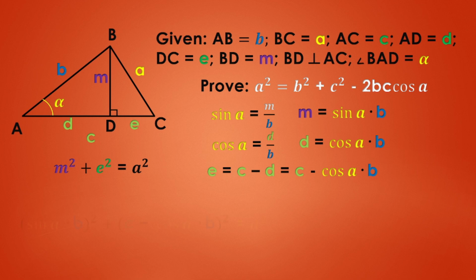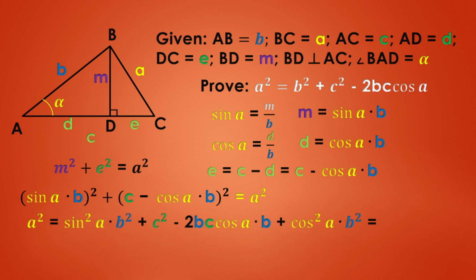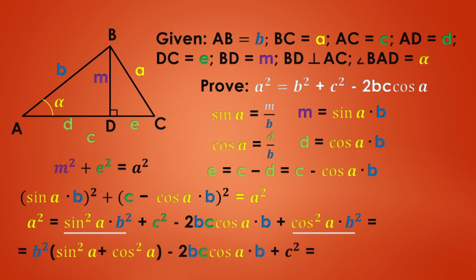Instead of M and E, we substitute the corresponding values, and after opening the brackets, we have that A squared equals sine squared of alpha times B squared. Then we use the reduced multiplication formula, C squared minus 2C times cosine of alpha times B plus B squared times cosine squared of alpha. Let's look at these two expressions. Who knows the main trigonometric identity? It will be needed now after we take B squared out of the brackets, and we get that sine squared of alpha plus cosine squared of alpha equals 1. So we have proved the law of cosines.